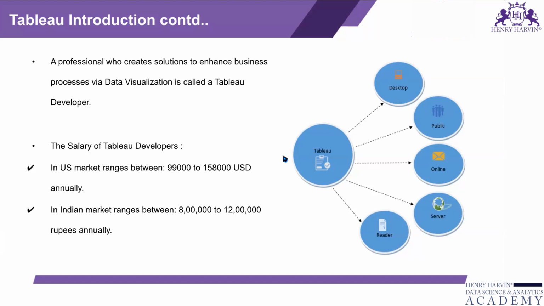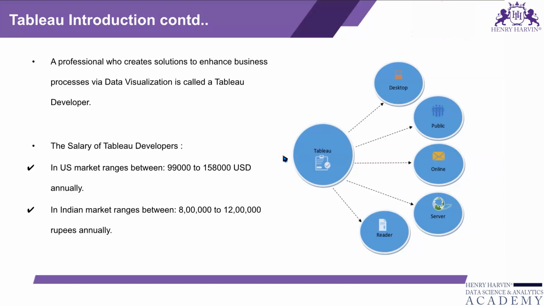Tableau Desktop is what we are going to use, because it's a free software that allows you to make changes and all those things. So we would be using Tableau Desktop. Tableau Public is basically a paid version of what Desktop offers, and it has more advantages and more privileges than Tableau Desktop.